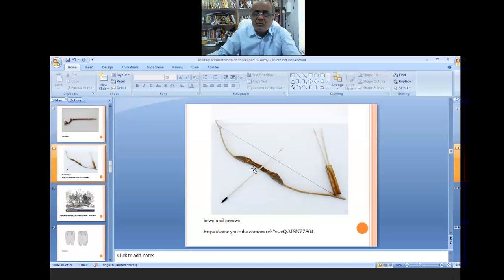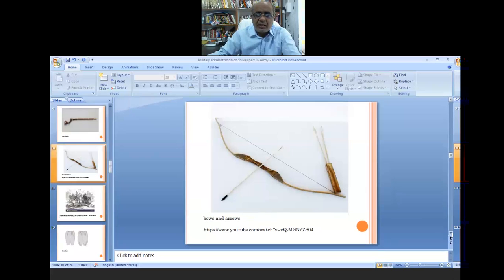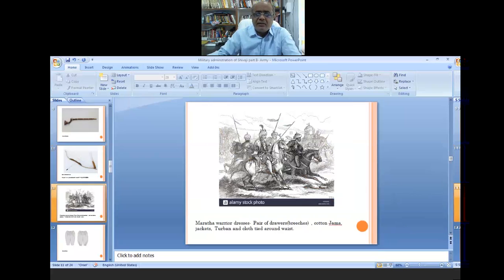So this was another weapon. Bows and arrows were used by the Marathas. This was both an offensive and defensive weapon. It can be used for the protection of the fort, as well as by the cavalry, who, while riding the horse, can use it against the enemy. And this is a typical dress of the Maratha horseman. He will have a pair of drawers, then a cotton jama, and on top of it a jacket, and there will be a turban and a cloth tied around his waist.